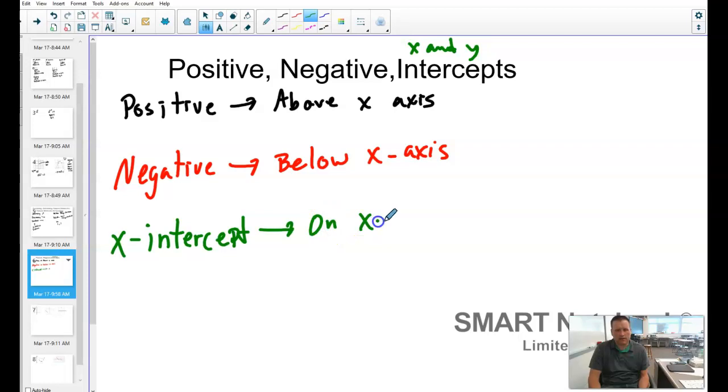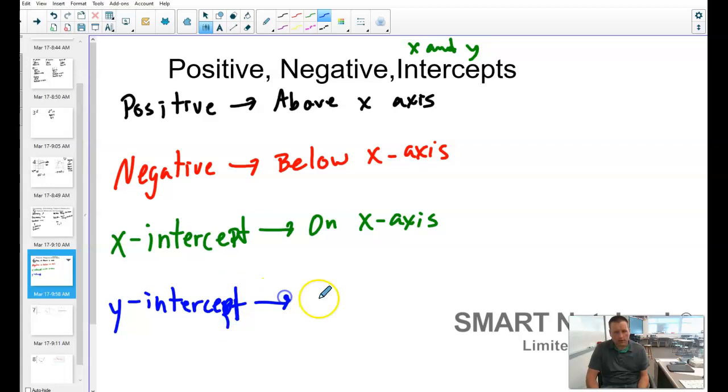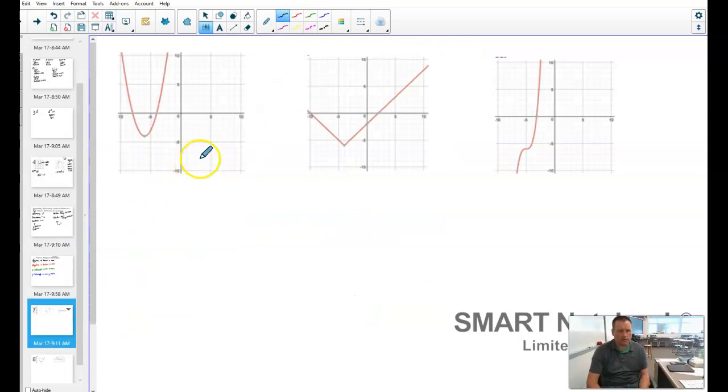So an x-intercept, again, that is a point when we're on the x-axis. And then the y-intercept's all by itself. The y-intercept is when the graph is on the y-axis. It's when it is on, again, the y-axis. So we're looking at above, below the x-axis, and then on the x-axis, and then on the y-axis. So you just need to be able to recognize that and to be able to find those. So we're going to walk through a couple of these.